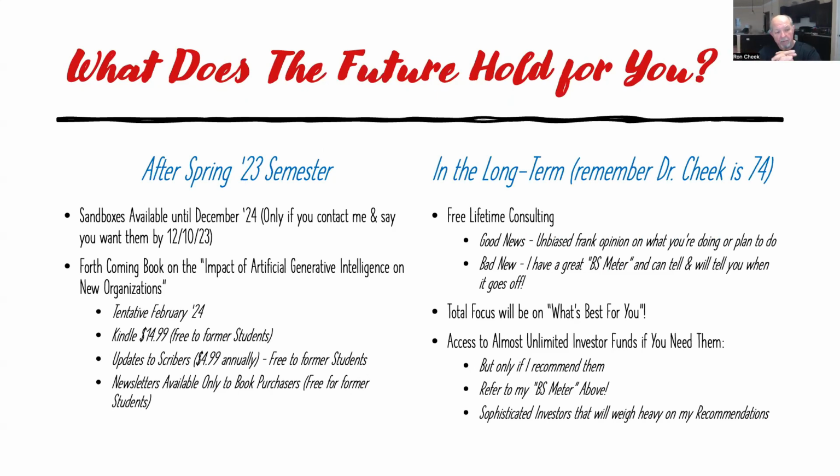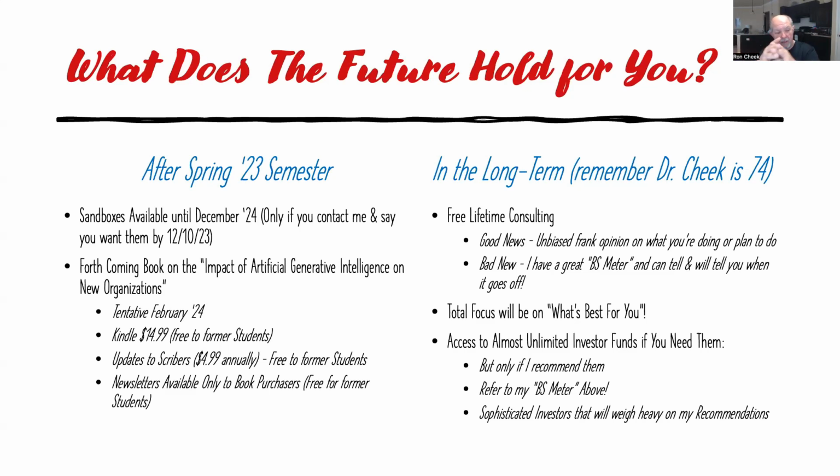I've got a forthcoming book on the impact of artificial general intelligence on new organizations. Tentative date is February 24th. Actually, I'm trying to get it ready so I can use it in my 440 class. The Kindle version is going to be $14.99. I'm probably going to put $30 on the hard copy because I don't want to sell hard copies. I'm going to make it free to any former student.